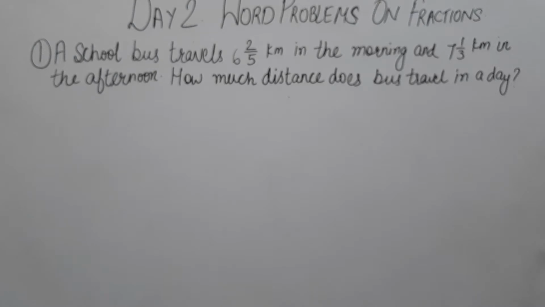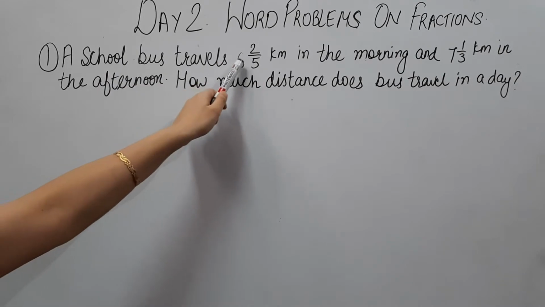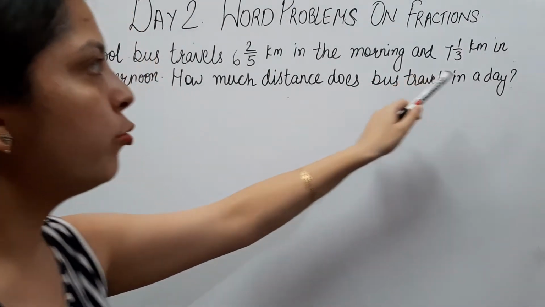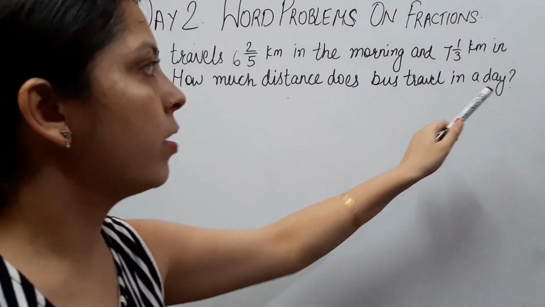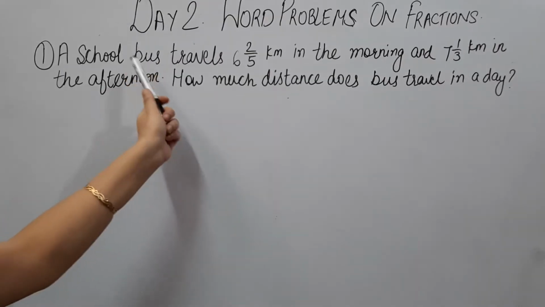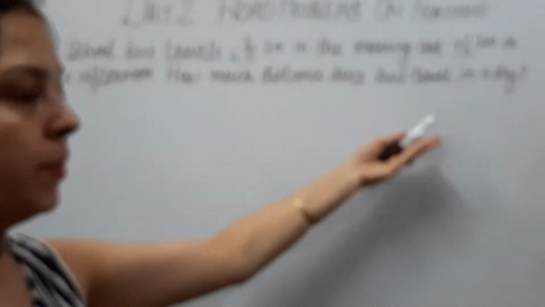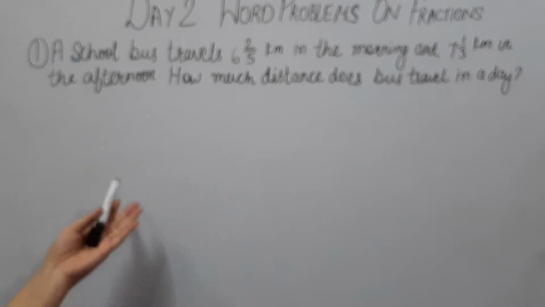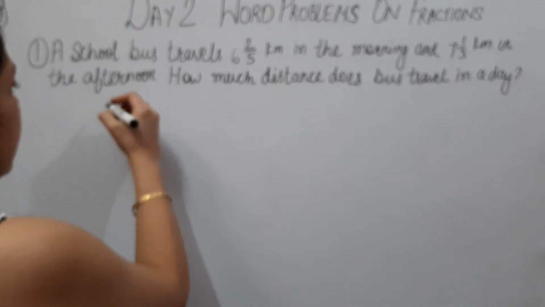Okay? So let's start. First question: a school bus travels 6 whole 2 by 5 kilometer in the morning and 7 whole 1 by 3 kilometer in the afternoon. How much distance does the bus travel in a day? See, the bus travels some distance in the morning and some distance in the afternoon. You have to find the total distance the bus travels in a day. So when we have to find the total distance, we will add the fractions. Okay? So let's do it.